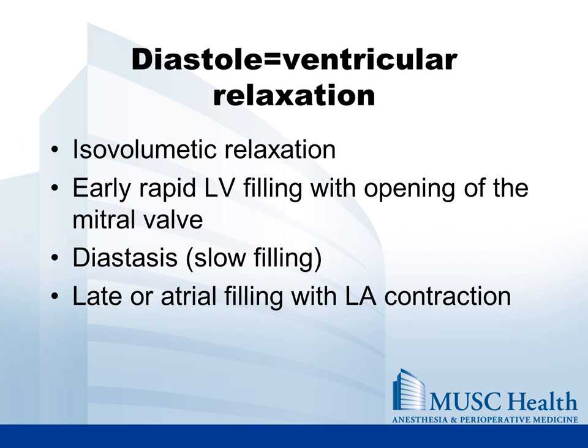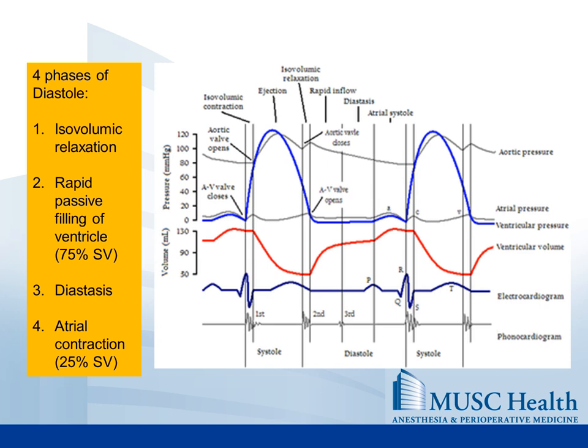Diastole is pretty much ventricular relaxation, and it has 4 big phases. You get the relaxation of your ventricle, the rapid LV filling again, the diastasis, which is a slow but still filling of your ventricle going on, and then later atrial filling with left atrial contraction. And most of your LV filling, about 75%, is going to happen early on, and then your atrial kick is going to contribute about 25% at the end. And again, just a graph of the 4 main phases of diastole.